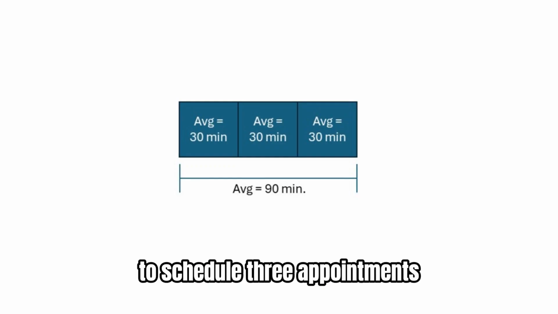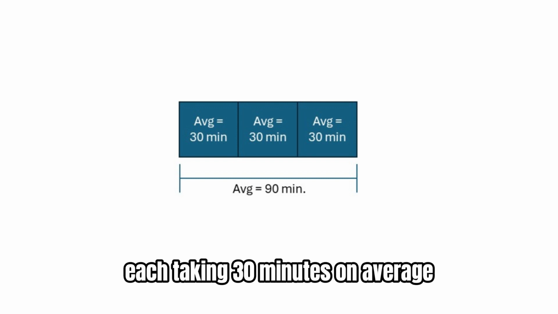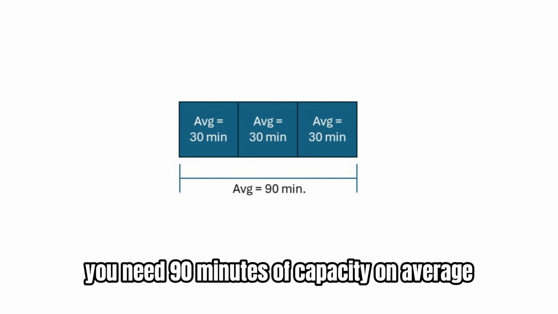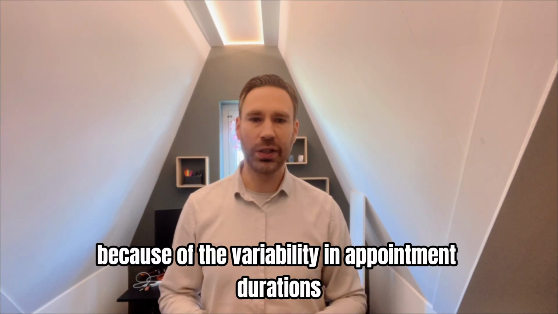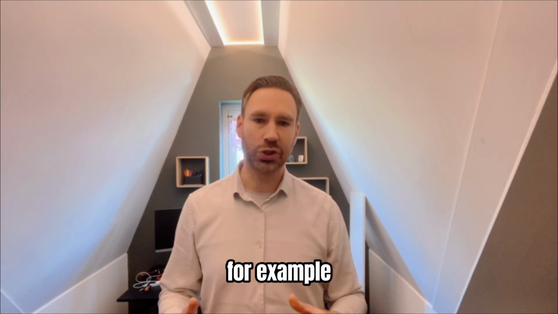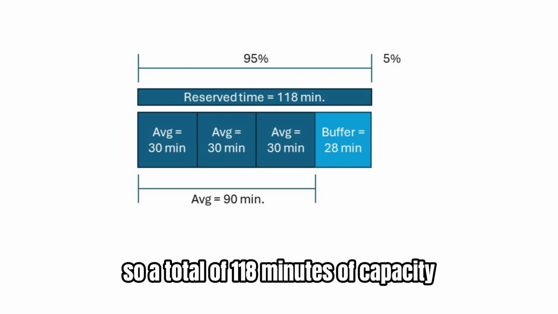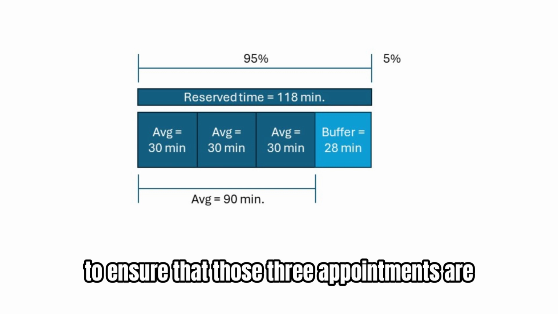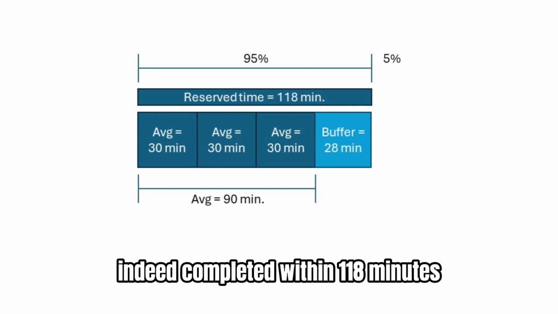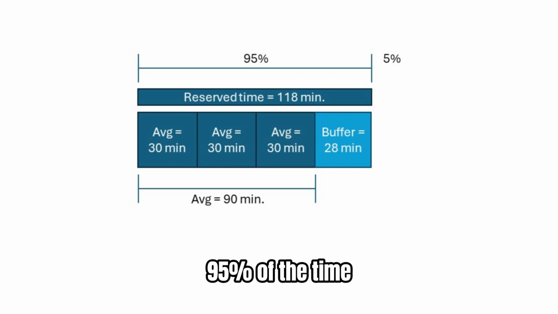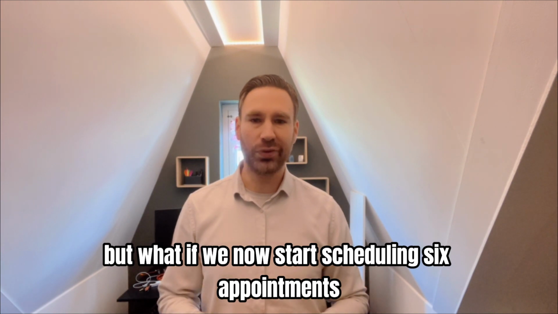To schedule 3 appointments, each taking 30 minutes on average, you need 90 minutes of capacity on average. But because of the variability in appointment durations, for example, we need to reserve an extra 28 minutes of capacity, so a total of 118 minutes of capacity to ensure that those 3 appointments are indeed completed within 180 minutes, 95% of the time. But what if we now start scheduling 6 appointments?